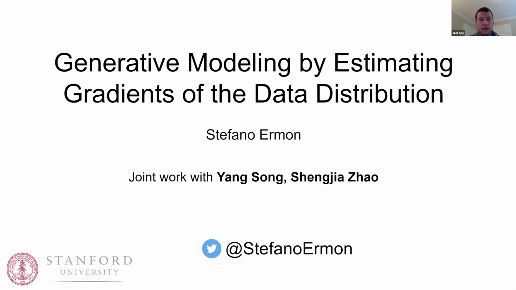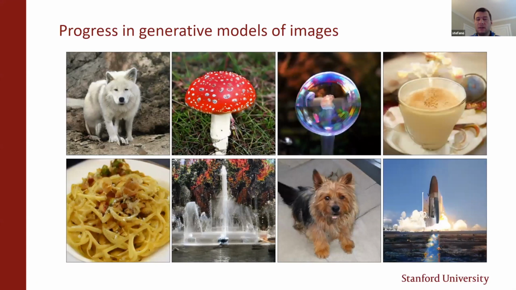As you probably know, there's been a lot of progress in building generative models of complex objects like images, text, video, music, graphs, molecules, and so forth. Here you can see some examples of the kinds of images you can generate using GANs, generative adversarial networks. These are synthesized images by one of these models, and they look very realistic, even though they are generated by a model that has been learned on data.